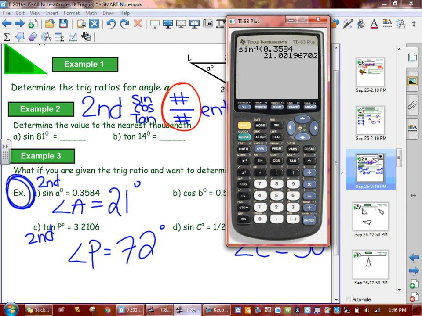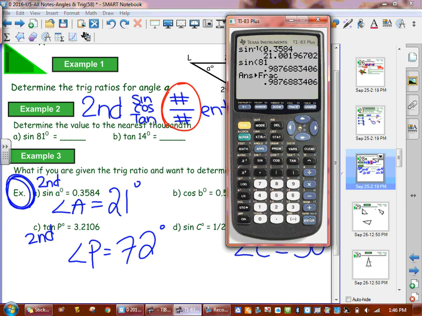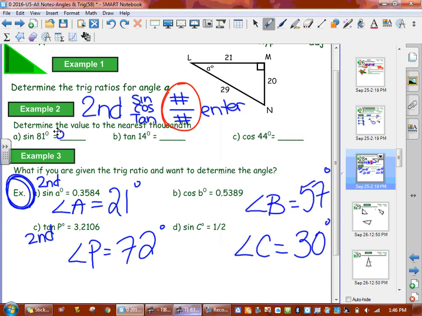So I'm going to hit sine 81, enter. And then I'm going to go math, enter, enter. Oh, it didn't give me a fraction on that one. That's okay. But normally we would math frac it, so we would try to find out what ratio they gave us. What was the opposite side and what was the hypotenuse, because it was sine. So we get 0.9877. So 0.988, because it wants 1,000. So we have to round that third digit.